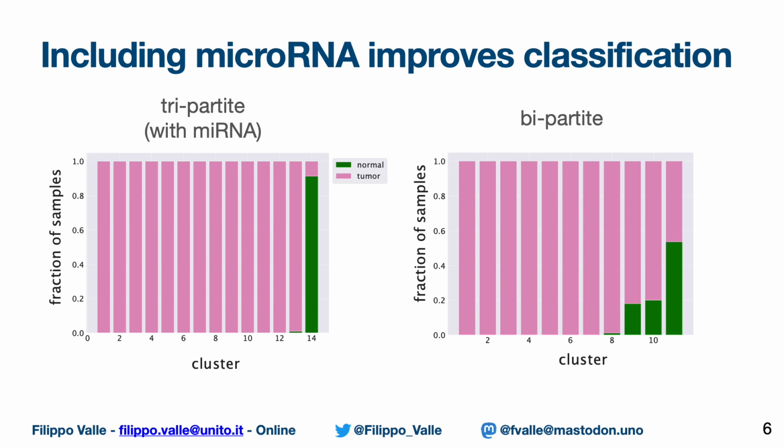In this slide, I show you the results of this integration of omics. On the left, I show you the clusters of patients with tumor or without tumor, and as you can see, they are well separated. This is a tripartite network with the patients, genes, and the microRNAs. On the right, it's a bipartite network with genes and patients, and as you can see, the tumor and the normal samples are not as well classified as in the model which has the integration of the microRNAs.